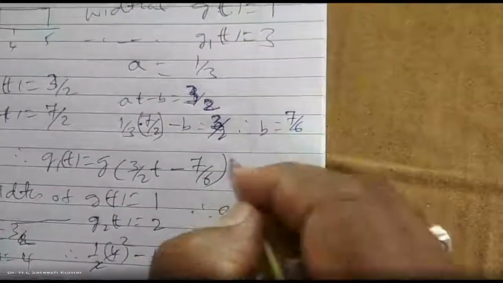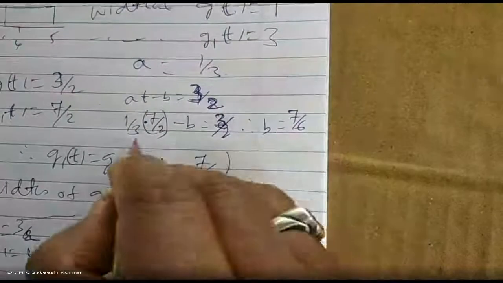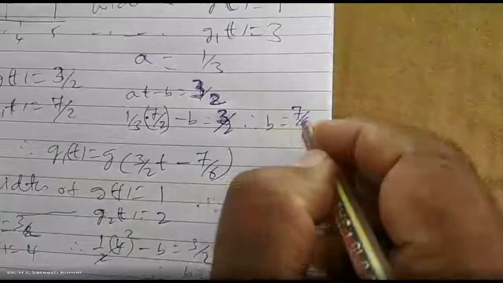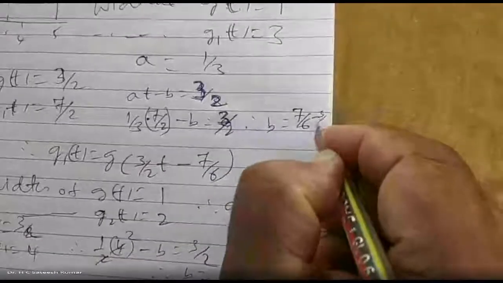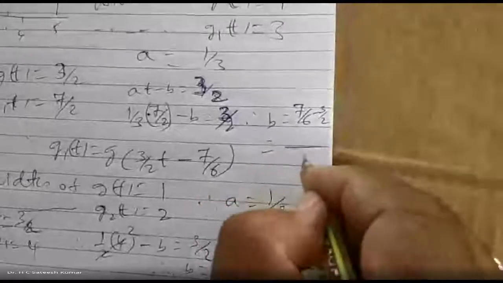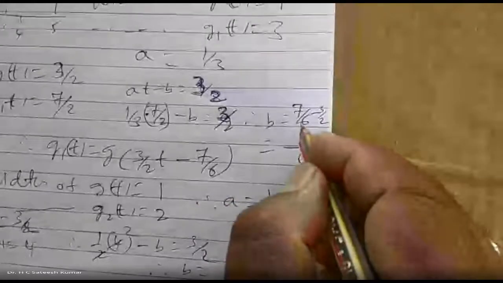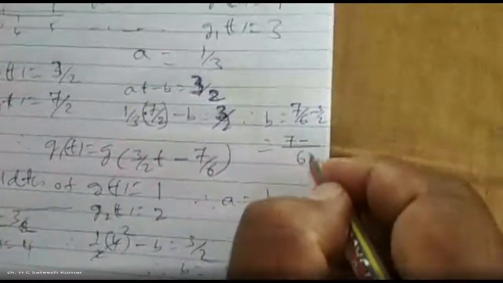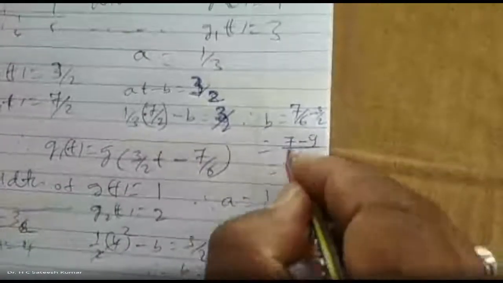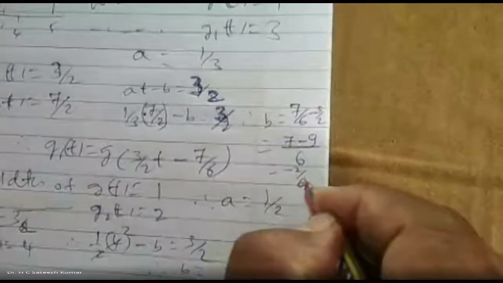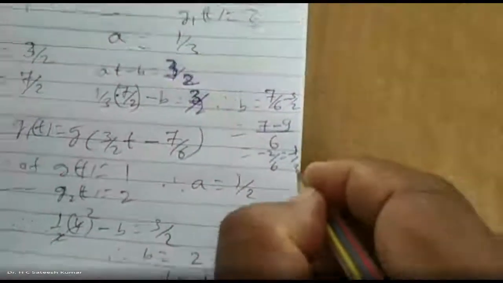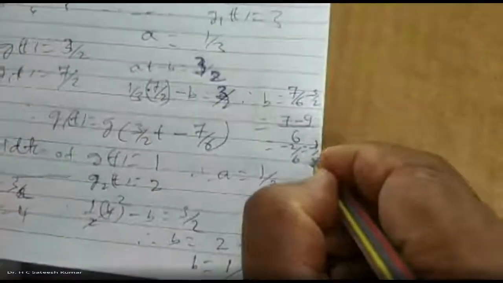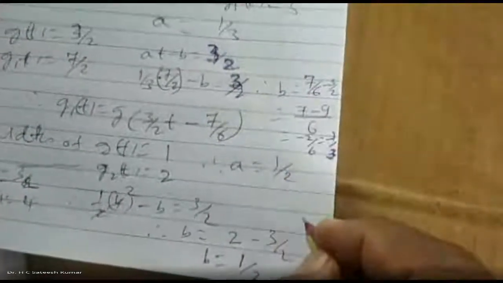So now what should you do? 3 by 2 is there. So that is nothing but equal to 7 by 6 minus 3 by 2. 6 is the LCM. 7 minus 9, which is equal to minus 2 by 6, which is nothing but minus 1 by 3. Is that okay?